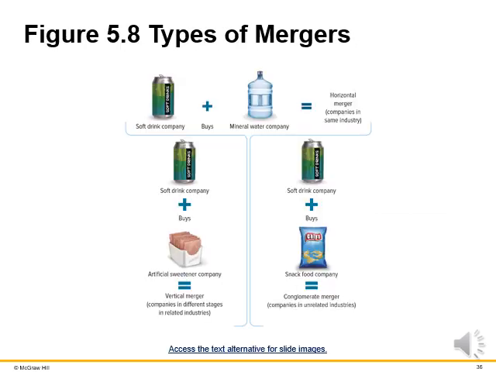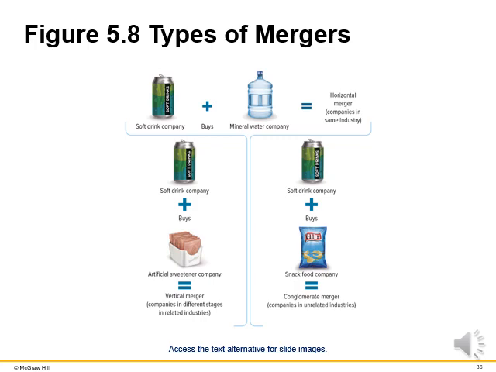This slide is a great example of types of mergers. The first one is a horizontal merger, which shows the merger of a soft drink company that buys a mineral water company. They're companies within the same industry. Think about Coca-Cola and the fact that they also distribute Dasani water.